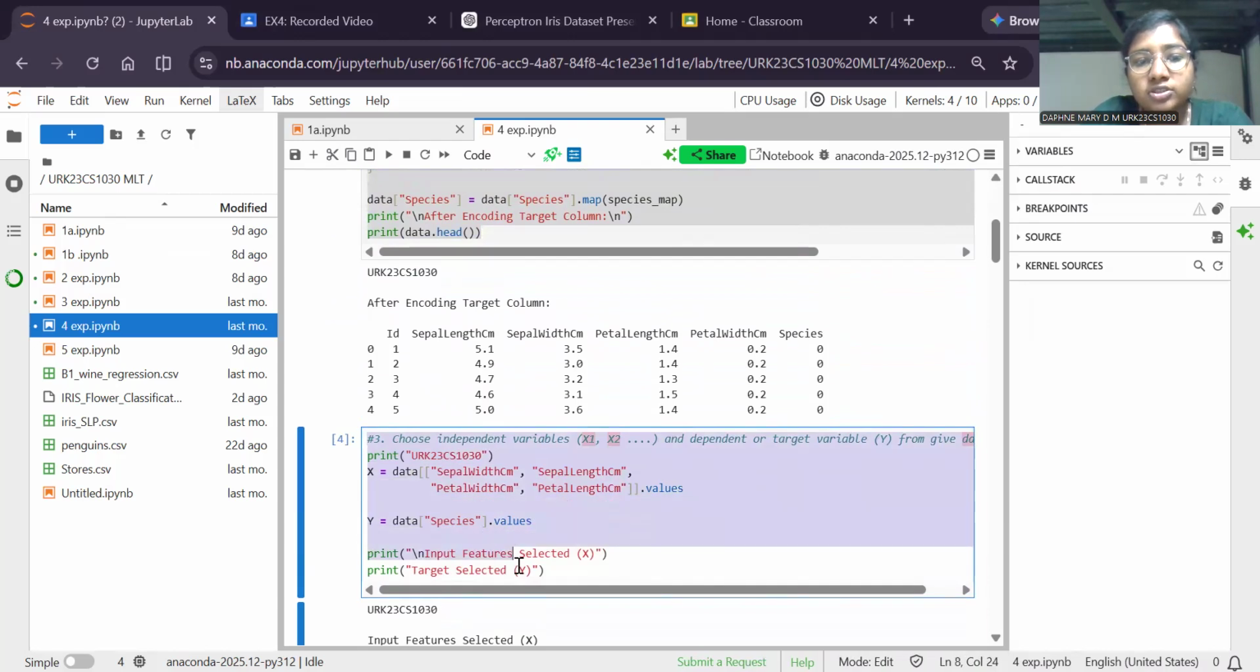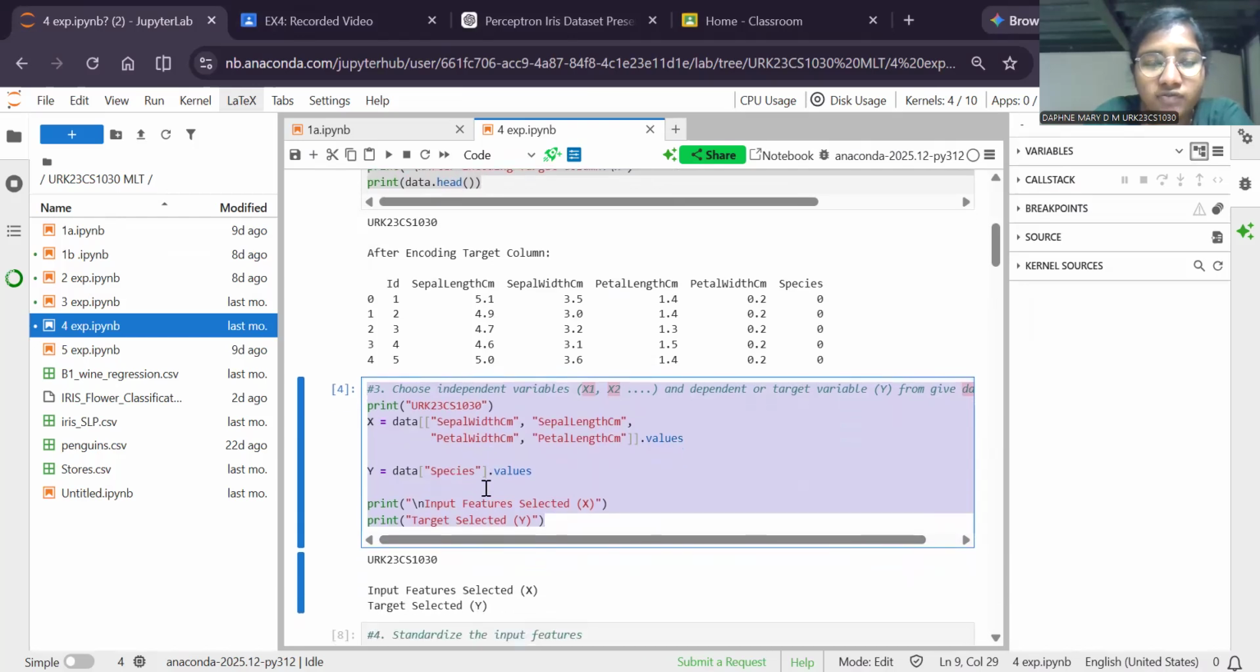The third step is selecting the features and target. Next, we separate the data into an input feature X and target value Y. The input features are sepal length, sepal width, petal length, and petal width. The target variable is the species of the flowers.